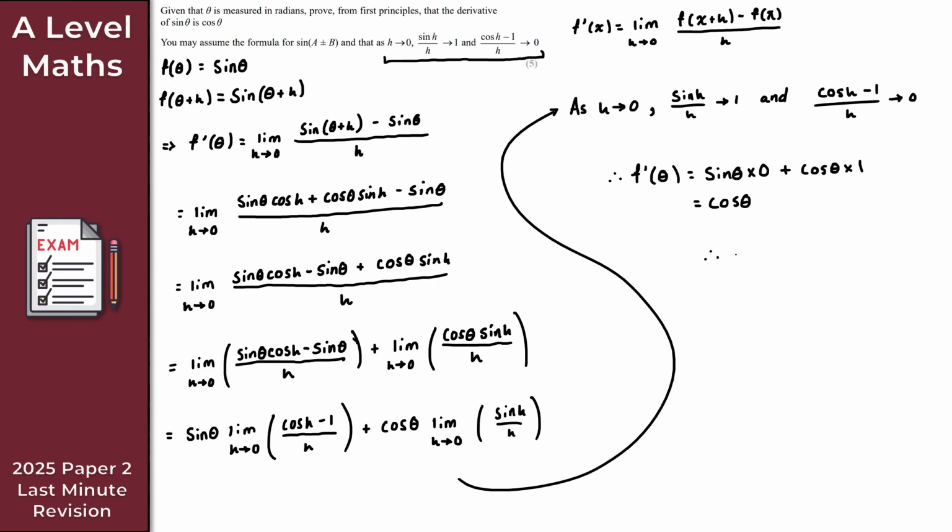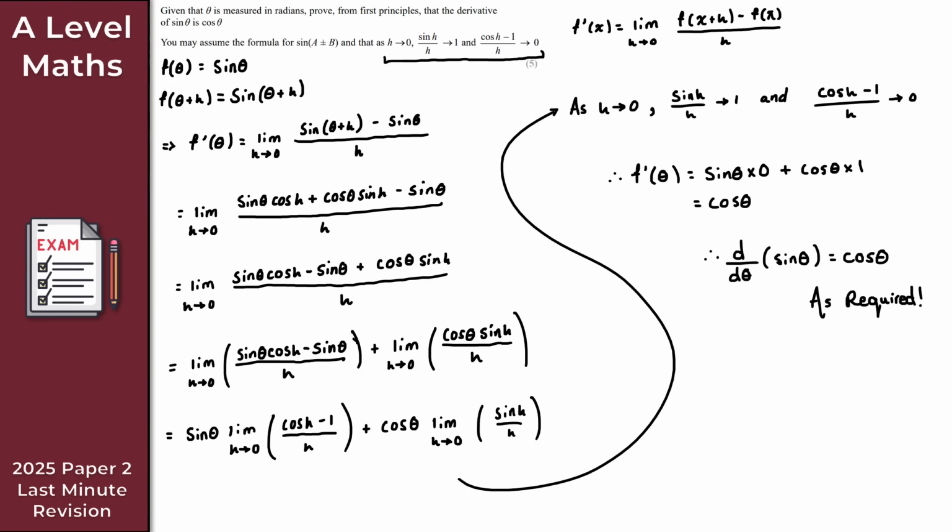And therefore, the derivative here, d by d theta of sine theta, is equal to cos theta, as required. Good stuff. And there we have it then. So hopefully, that wasn't too challenging.